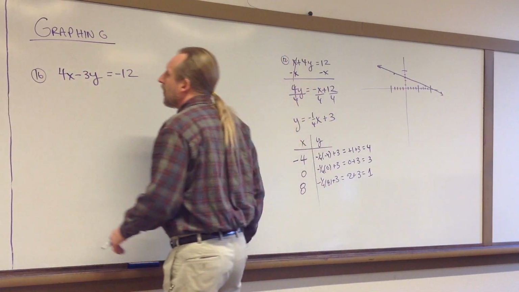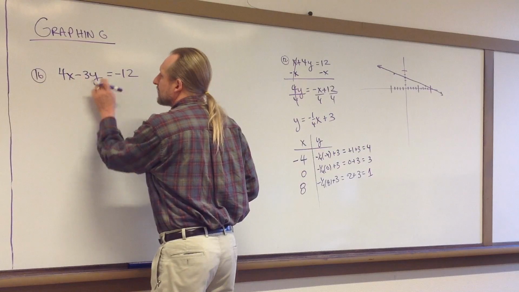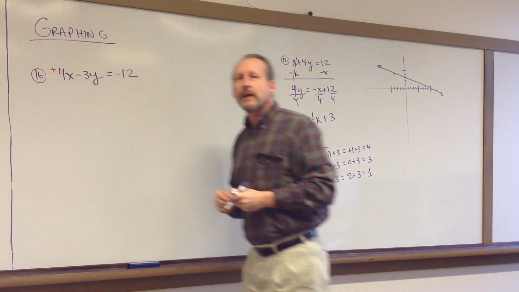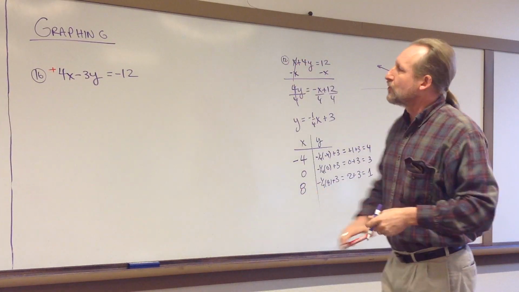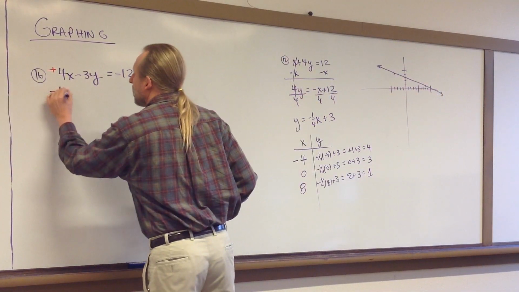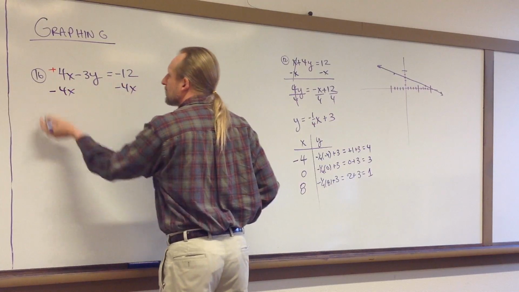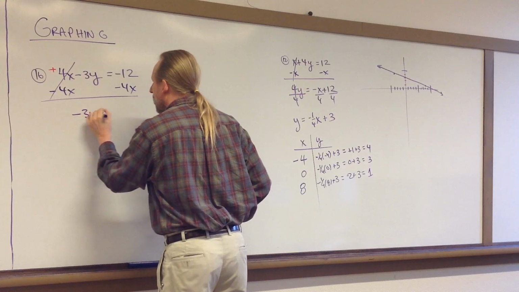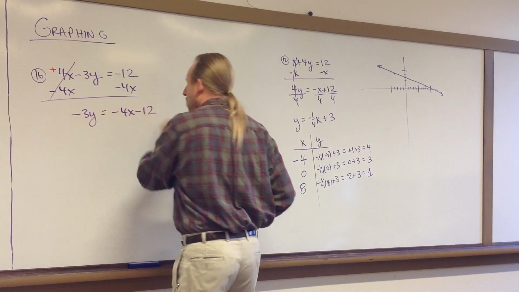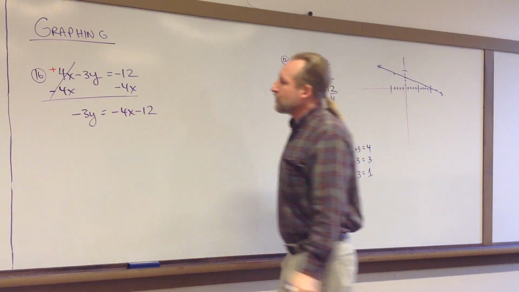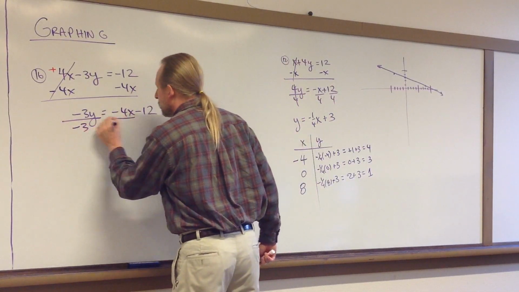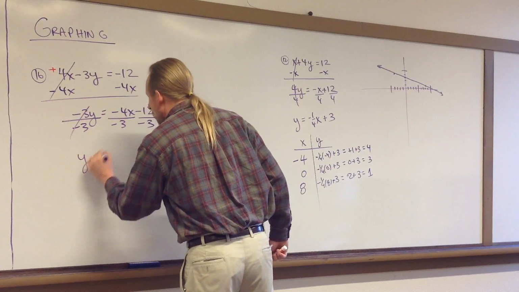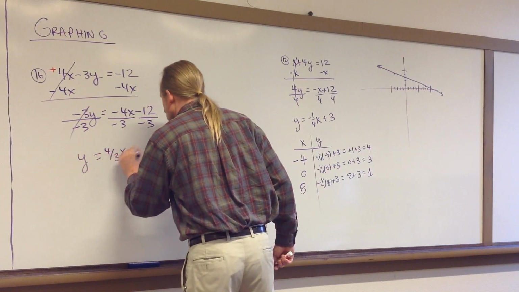Or, now again, this negative is attached to the 3y. This 4x here is a positive 4x. So if we want to move it to the other side, we're going to have to subtract 4x on both sides. So those cancel out. Don't lose the negative sign for the 3y. Okay. And then we have to divide everything through by negative 3. Like that. So y is 4/3 x plus 4.